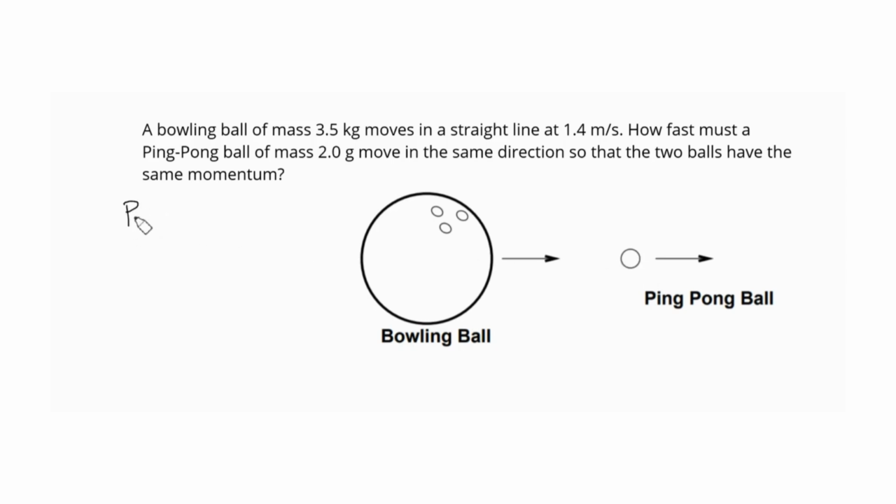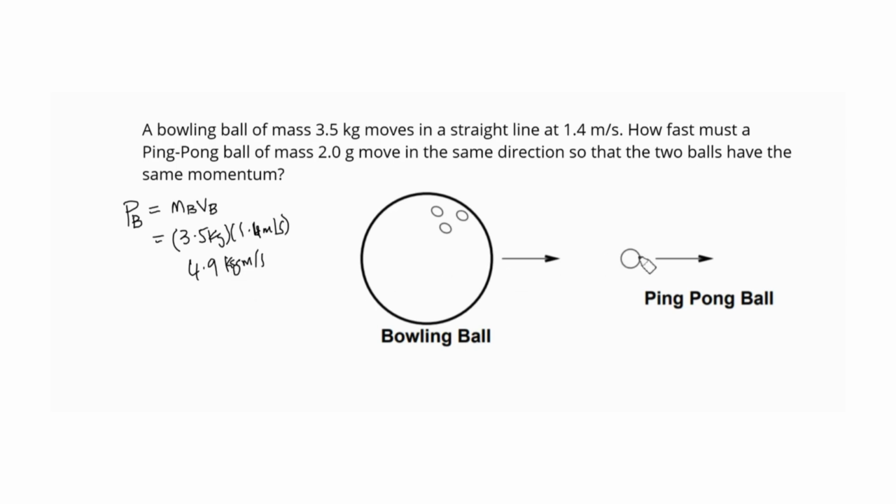The momentum of the bowling ball, I'll call it p_B, is equal to the mass of B times the velocity of B, which is our bowling ball. So we have 3.5 kg times 1.4 meters per second. And when we put that in our calculator, 3.5 times 1.4 is 4.9 kg·m/s.